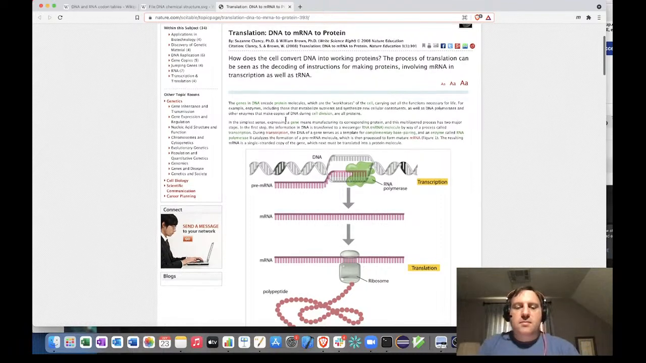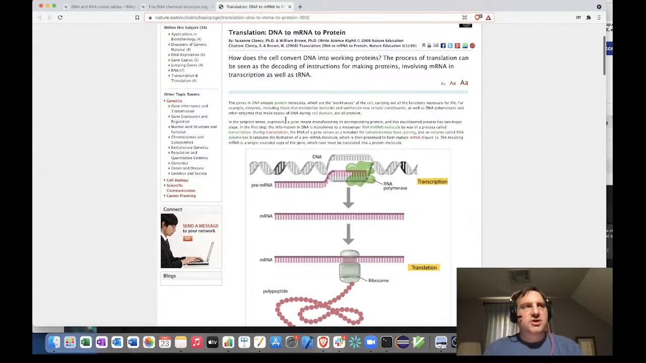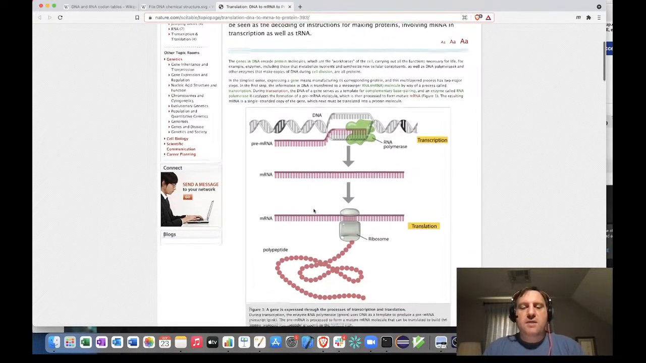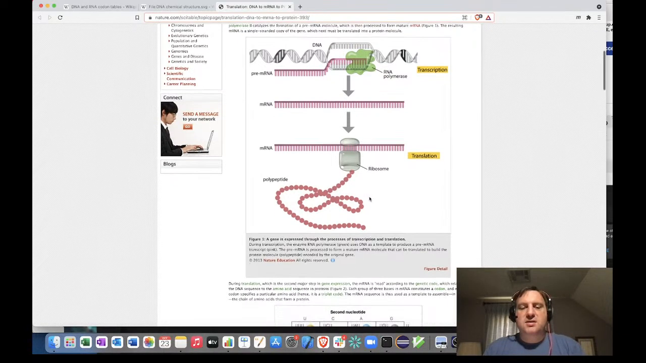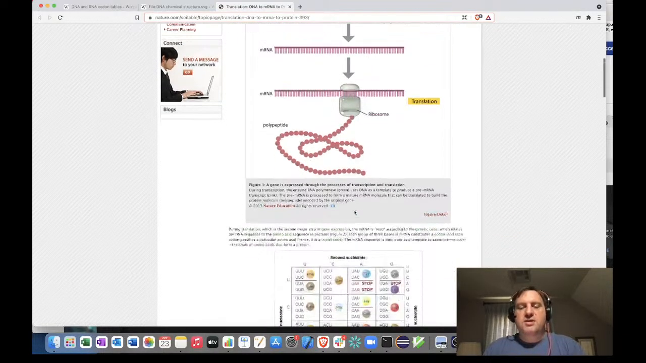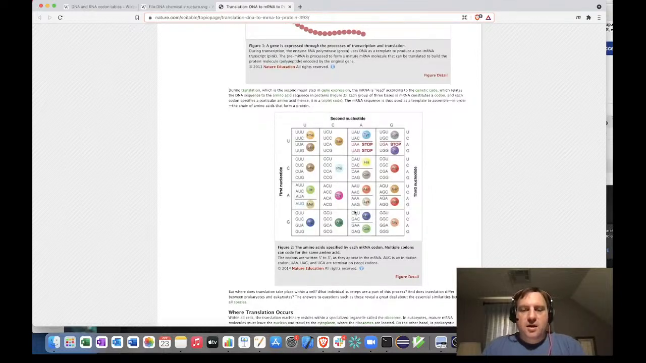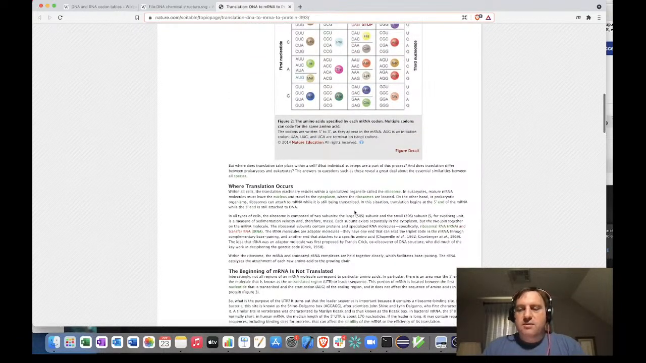So translation occurs in multiple steps. First, you transcribe the DNA into RNA. And so this is mRNA. The mRNA goes to the ribosome, and the tRNA attaches the amino acids, which makes the polypeptide or protein. So that's the basics of DNA and how it works, and that's it for this video.